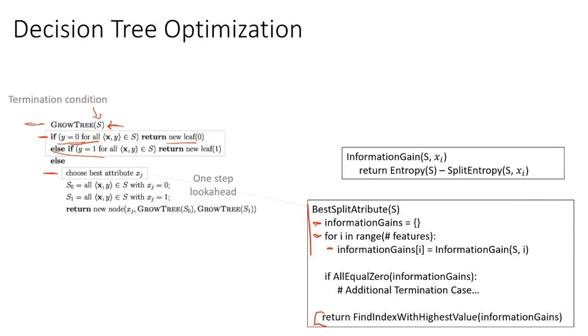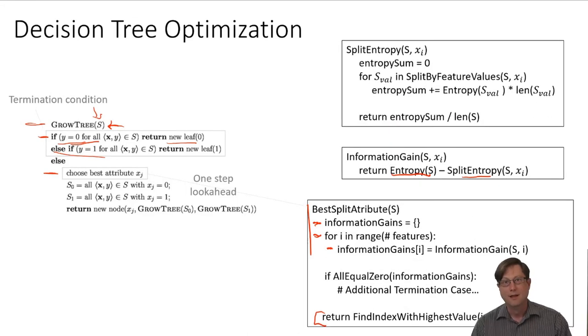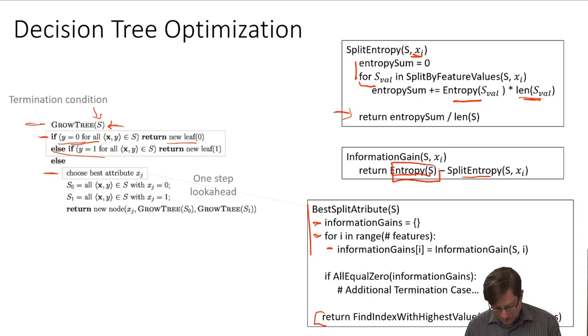Remember, information gain is the entropy of the set before doing the split minus the weighted entropy after doing the split. And then the split entropy is basically you simulate doing the split on that particular feature value, and you simulate creating the tree that would result from doing this. Then you calculate the entropy, do the weighted sum, and return the average entropy of the samples in the set after doing the split. So essentially it's the entropy before doing that potential split versus after, and you find the split that increases the information the most.